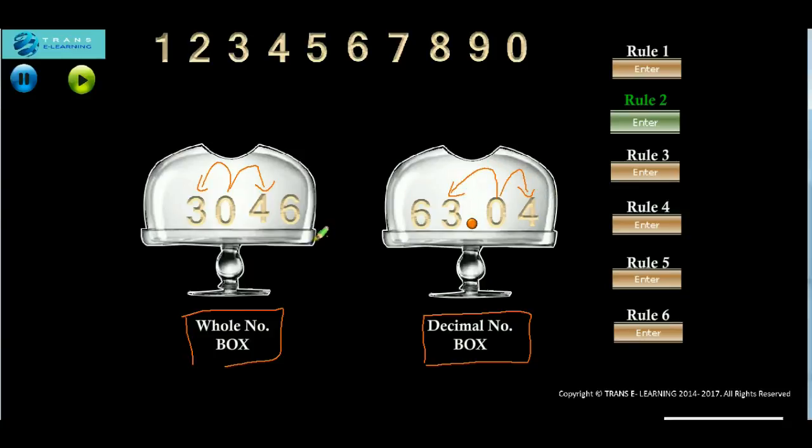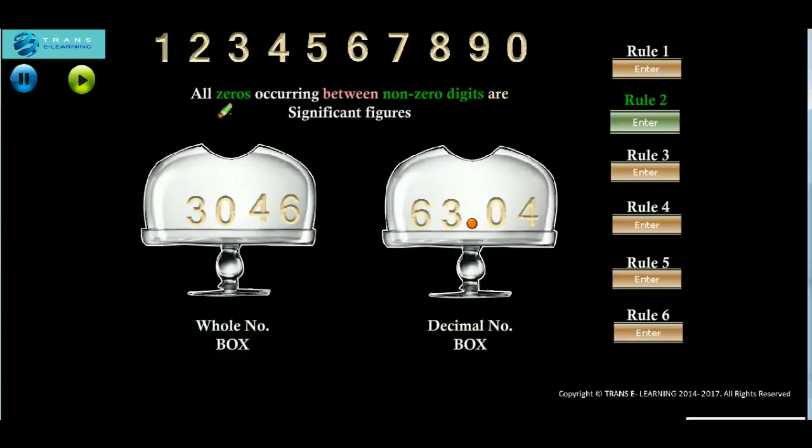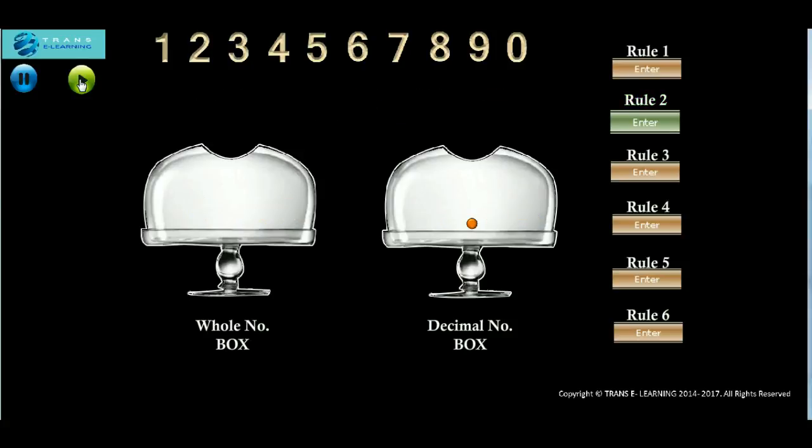So what does this prove? This rule states that all zeros occurring between non-zero digits are significant. That means if the 0 is placed between two non-zero digits, whether in a whole number or in a decimal number, it is considered as significant. So this was rule 2.